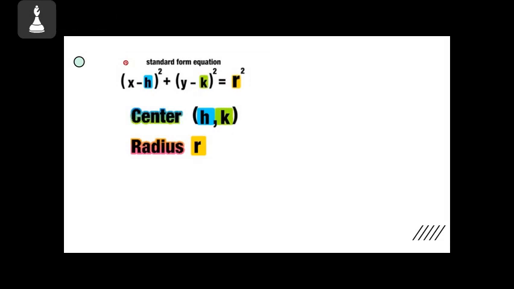So this is standard form. X minus h quantity squared plus y minus k quantity squared equals r squared. What we can do is we can pull out the center, which is going to be h, k, and then the radius is r. We can then draw our circles with that information.